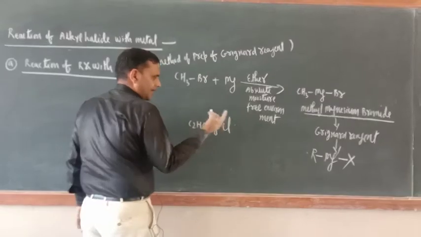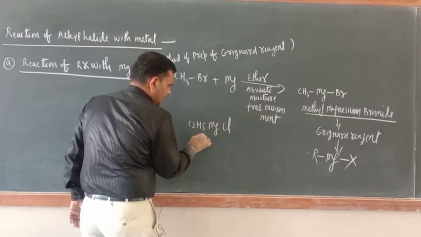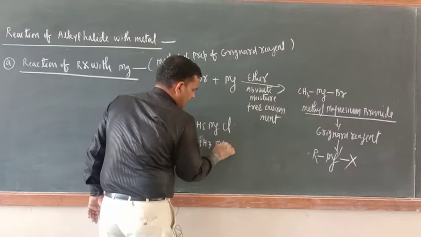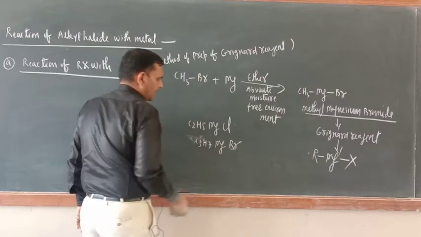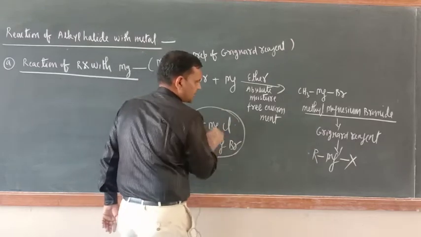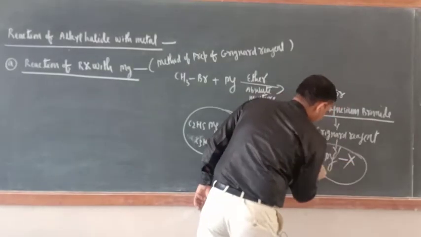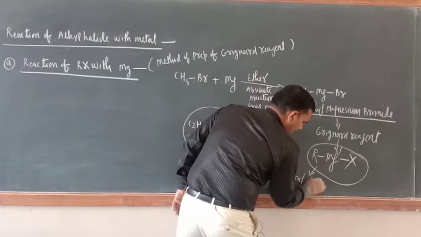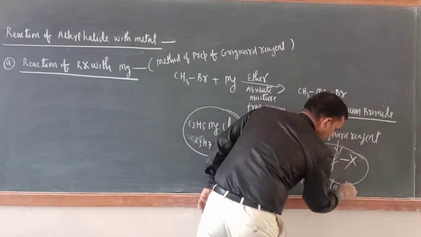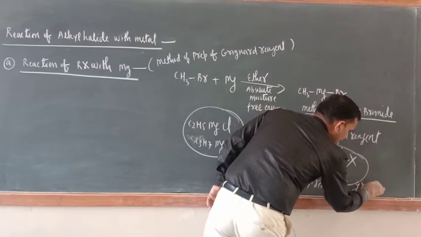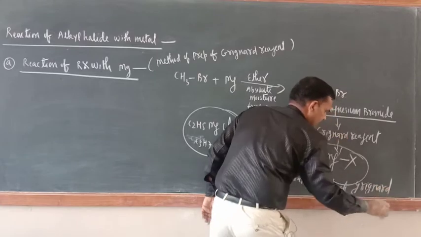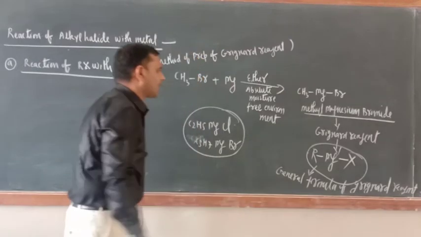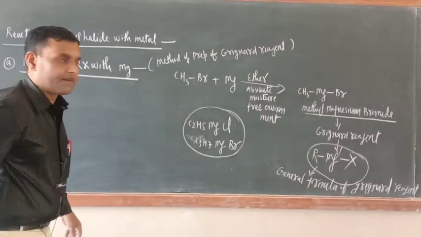So all these come under the category of Grignard reagent. C2H5MgCl. Don't take fluorine. C3H7MgBr or I. All are Grignard reagents. This is the general formula of Grignard reagent. It is a reagent because it is used for the synthesis of so many organic compounds.